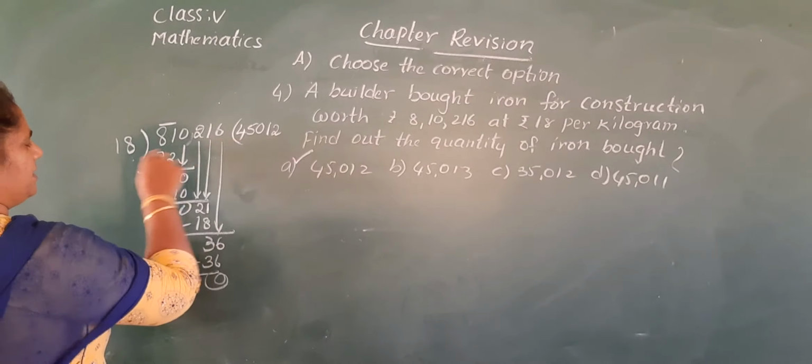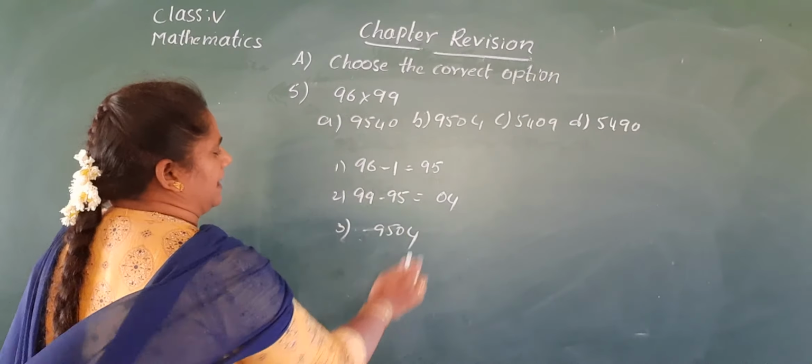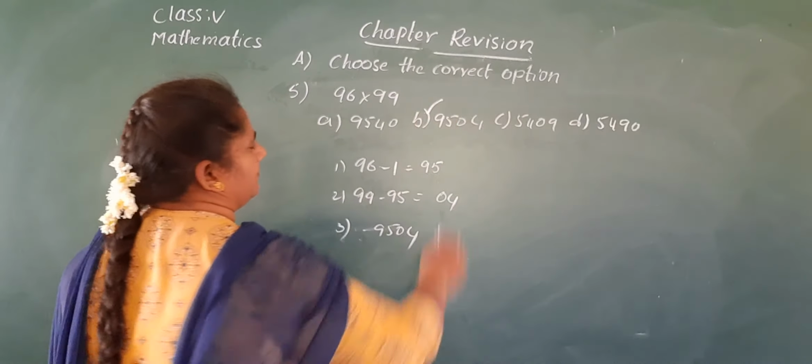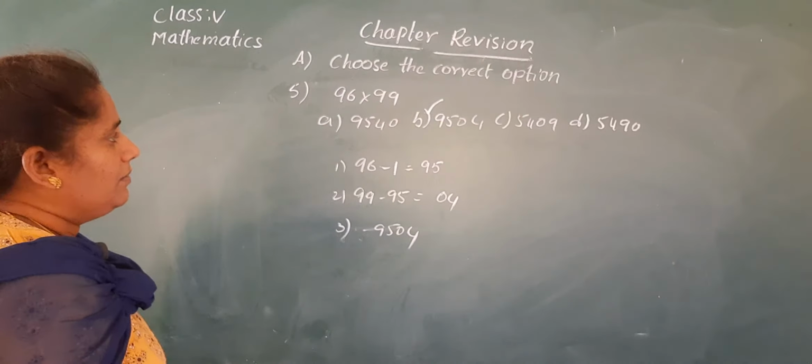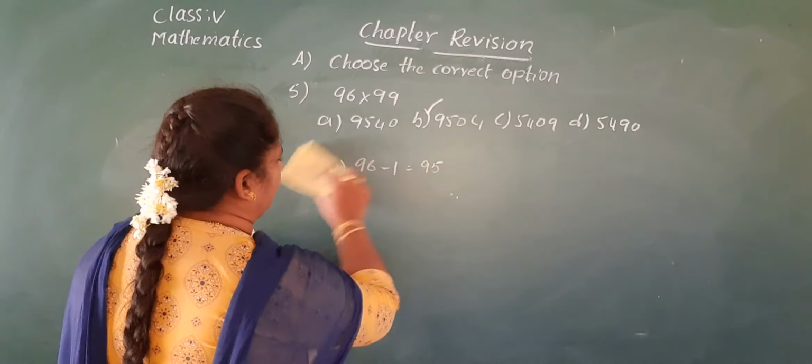So first you subtract 96 minus 1, 95. Now you subtract the 95 from 99. So we get the answer 04. Okay. Now the answer is 9504. So these are the steps to follow. First you subtract 1 from 96, we get 95. Again you subtract the 95 from 99, then we get the answer 04. Now 9504 is the answer. B. It's very easy, Nana. Multiply by 99. Okay. So my dear children, watch the video carefully.